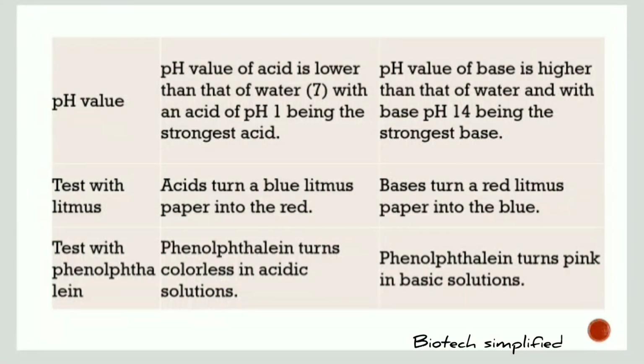Now let us discuss some of the tests that help us differentiate an acid from a base. The most common test is the test with litmus paper. For an acid, blue litmus paper turns red, whereas for a base, red litmus paper turns blue. Now let us discuss the second test, which is with phenolphthalein. For acidic solutions, phenolphthalein turns colorless, whereas for basic solutions, phenolphthalein turns pink.